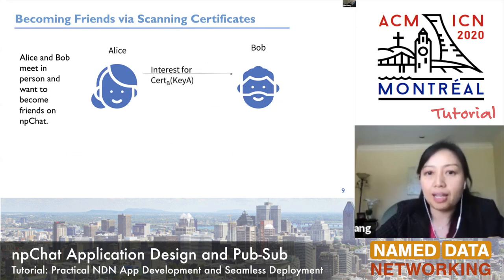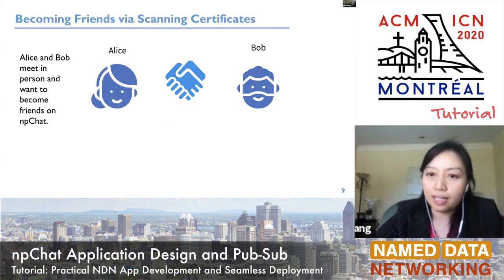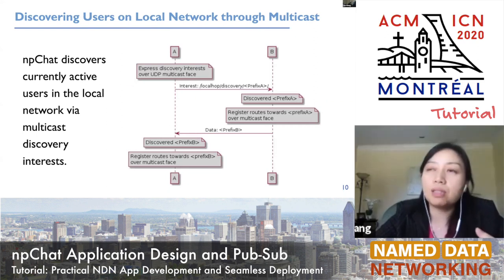So then they can obtain the certificate the other one has issued for them from each other using Interest and Data. After that, they fetch each other's content key. And that's the end of the friendship establishment. So after this, they have each other's public key and they have each other's content key. So they can decrypt each other's content and they can authenticate each other's content to make sure that it's not fake content.